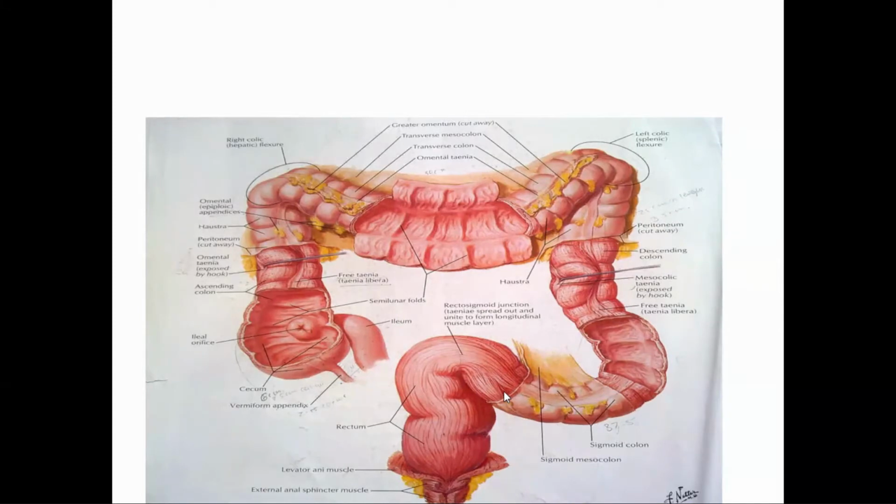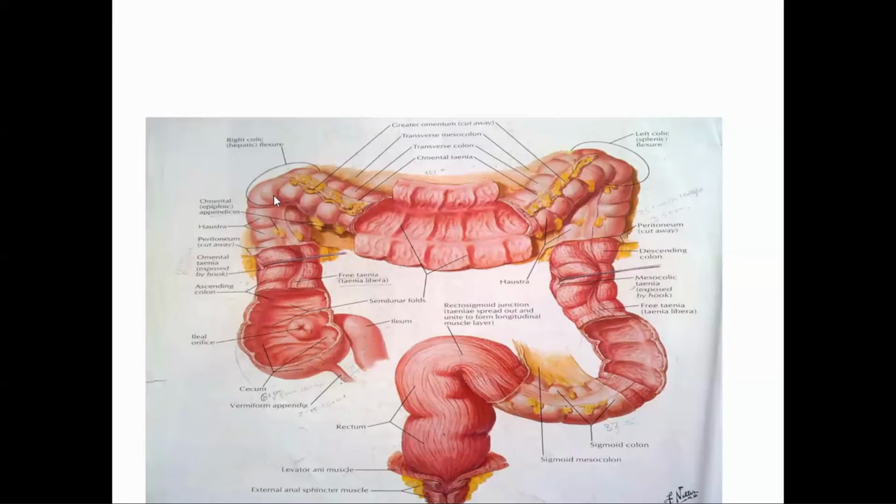And distally, it is continuous with the circular layer of the muscles of the rectum. See, up to the sigmoid colon only, thickenings of the longitudinal bands are present. They are named the Taenia coli. But in the case of the rectum, the longitudinal muscles are regular. In the case of the colon, they are thickened to form the longitudinal bands called the Taenia coli.